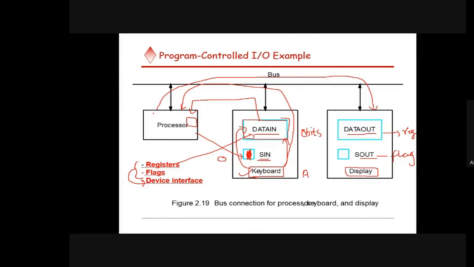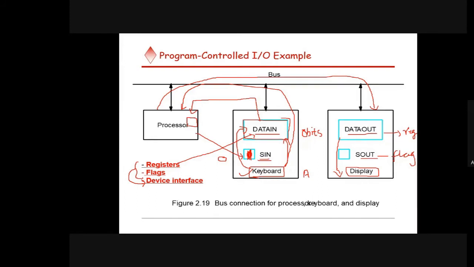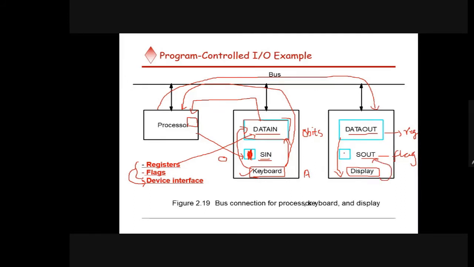So what the processor will do is send all the data into the data out register, and that is the only thing the processor will do. Then the transfer from the data out register to your display device will be done internally inside the display device. So what is SOUT, when will this SOUT flag be set and when will it be reset? When your display device is ready for displaying a character or the data, that time your SOUT will be set to 1.